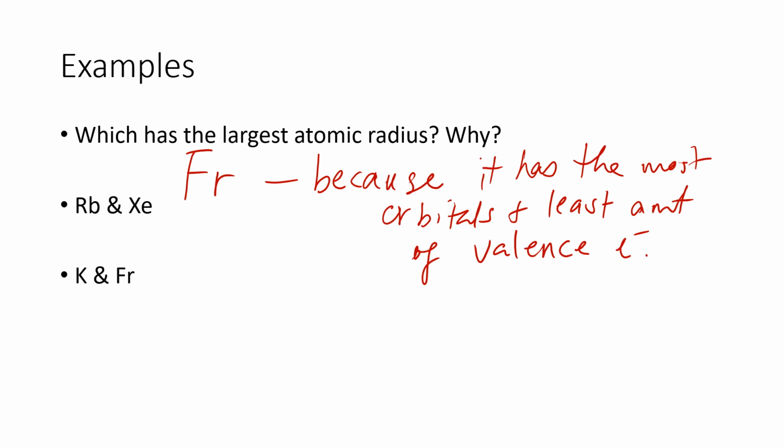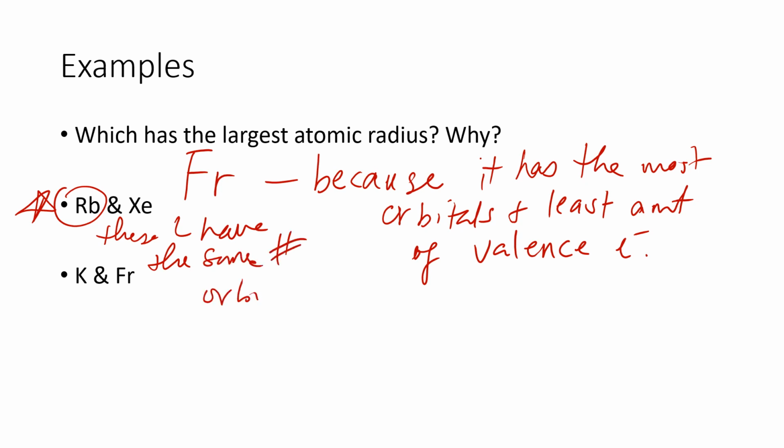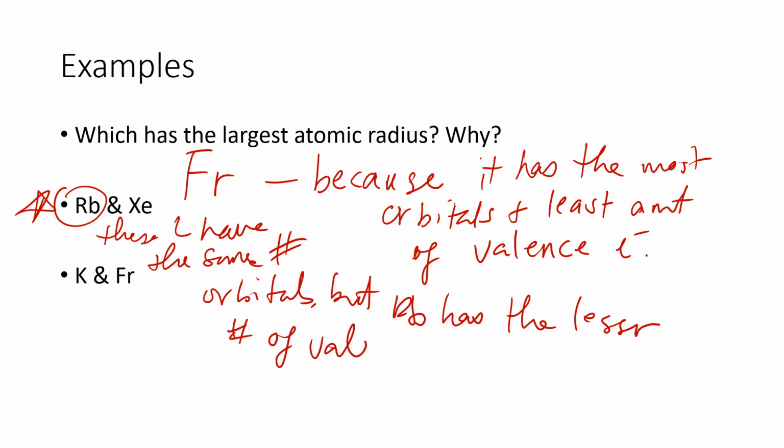Okay? So you can answer this any way you want to. So which one has a larger atomic radius for this? It is rubidium. So this is going across a period. It's rubidium because these two have the same number of orbitals, but rubidium has the lesser number of valence electrons.